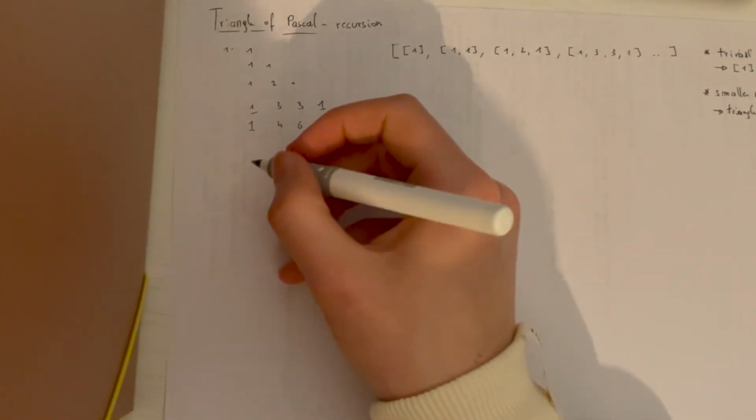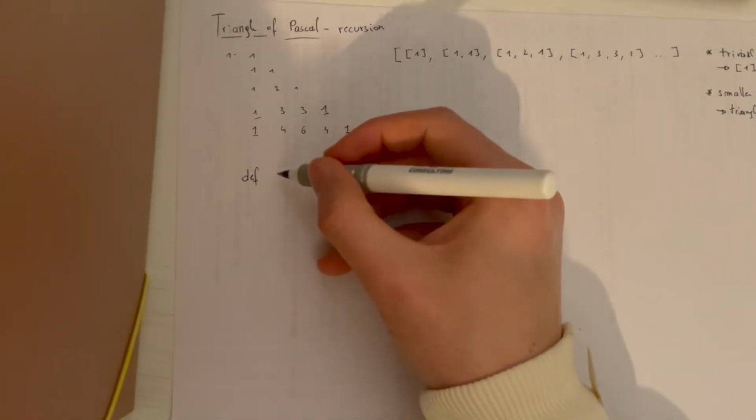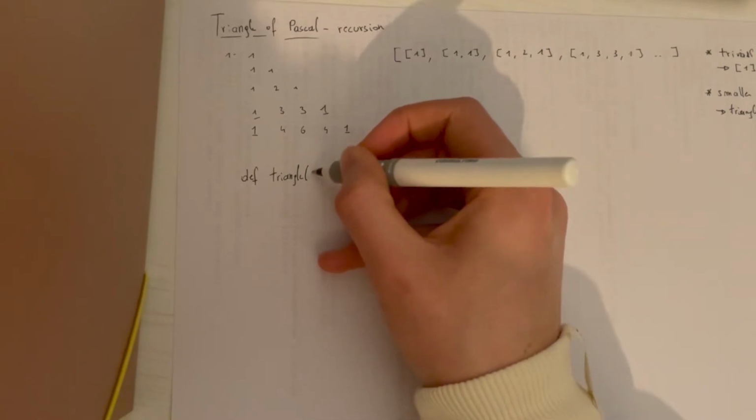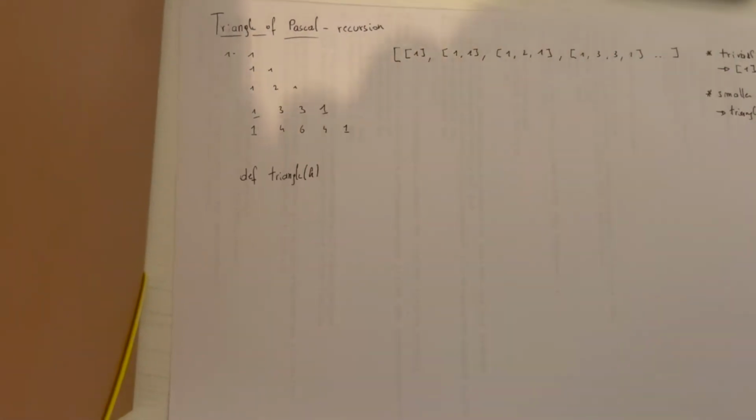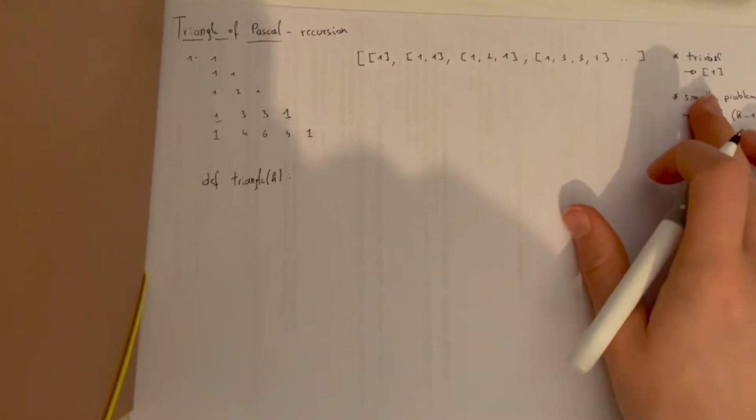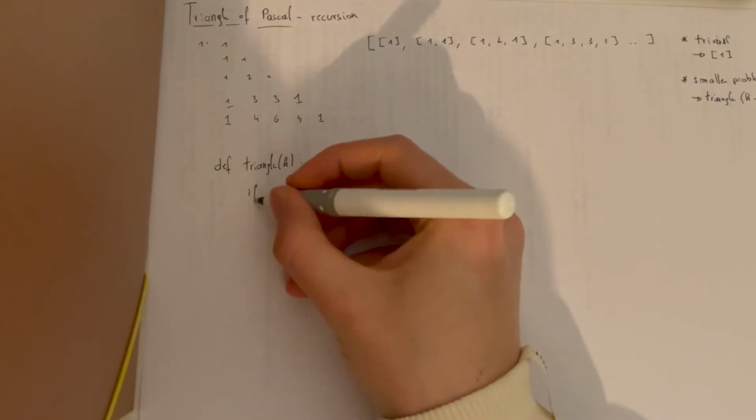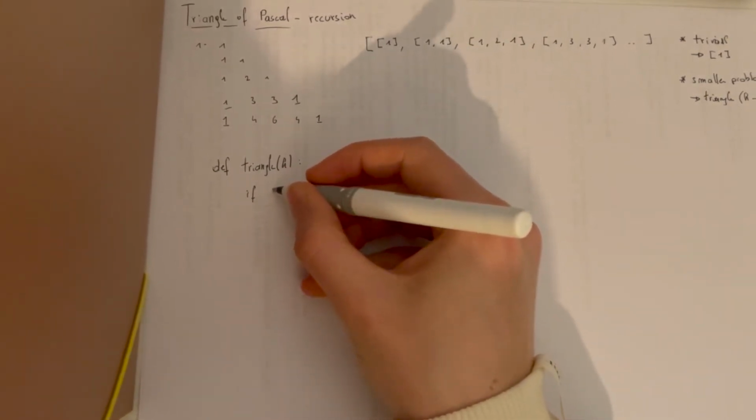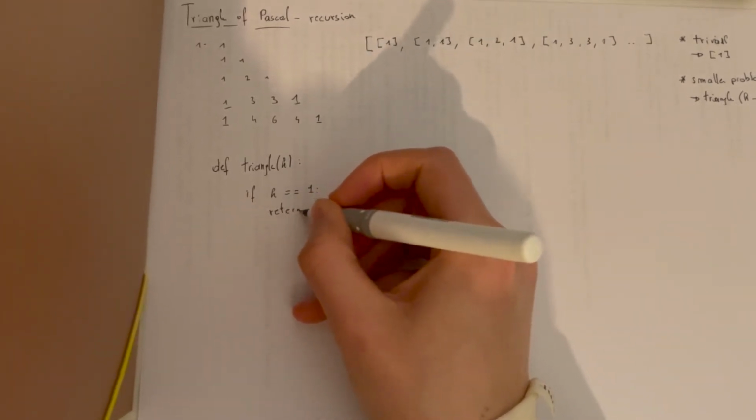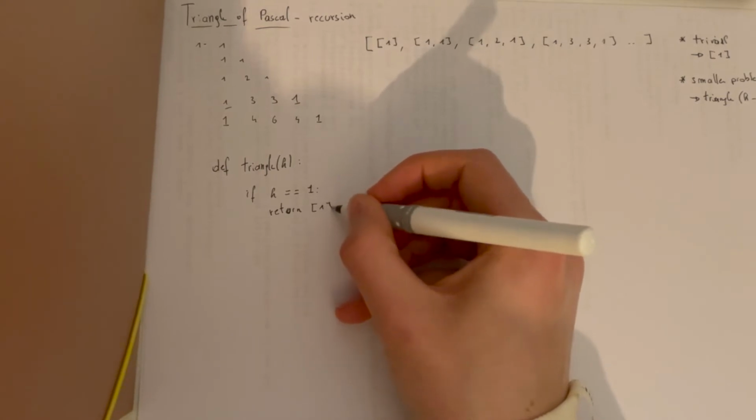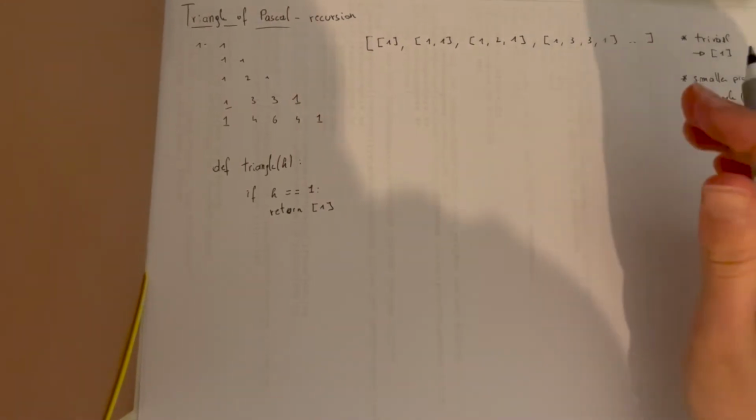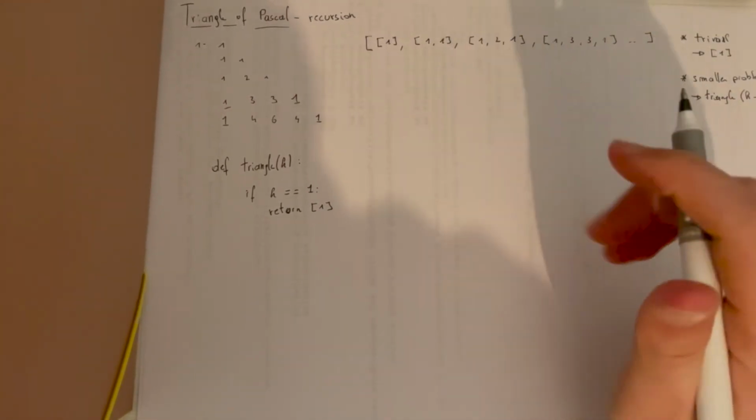So we're going to start with a definition of our function. So triangle, and with only one parameter, and that is the height. So the trivial thing, that's what we start with, is if our height is equal to 1, we return 1. So that's a trivial part of recursion. And then we have to split our problem into smaller compositions.